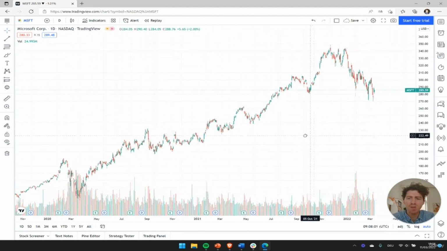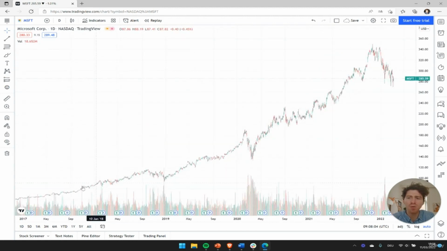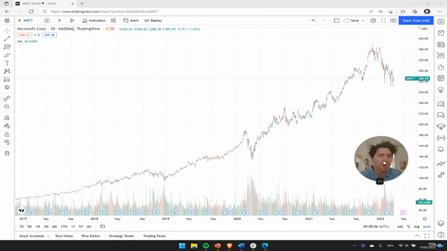Here in the case of Microsoft, we see that the price development over the last years was pretty positive. Here you see the timeline on the x-axis, and here on the y-axis you see the price development. Microsoft back in 2017 was at about $60 per share and rose up to over $300 in 2021. Now there was a bit of a sell-off and we are just below $300 again.